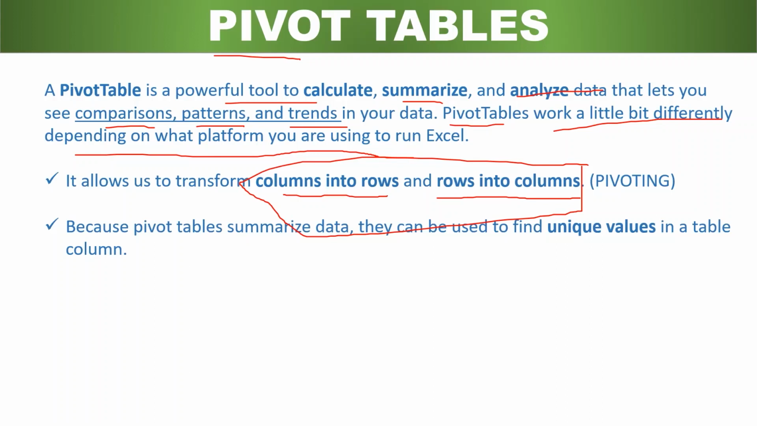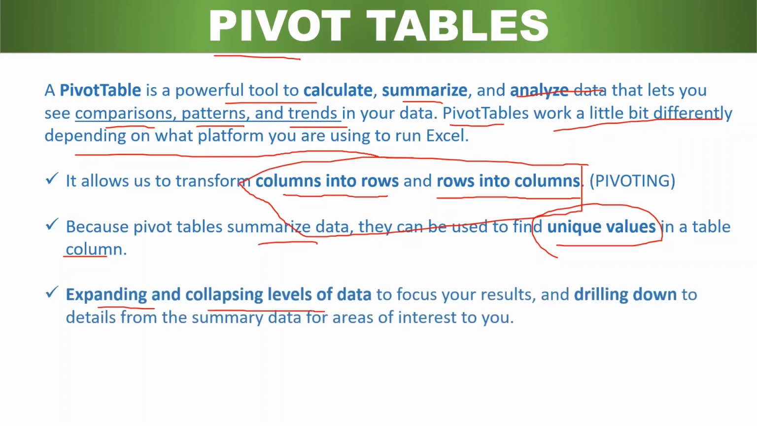Because pivot tables summarize data, they can be used to find unique values in a table column. So for example, there are multiple records and you want to summarize on that uniqueness. For example, I have 100 records of sales data with categories, but definitely there would be 5 or 10 categories repeating themselves. So if you summarize them or if you use pivot, you can see the category wise sales or number of units sold.